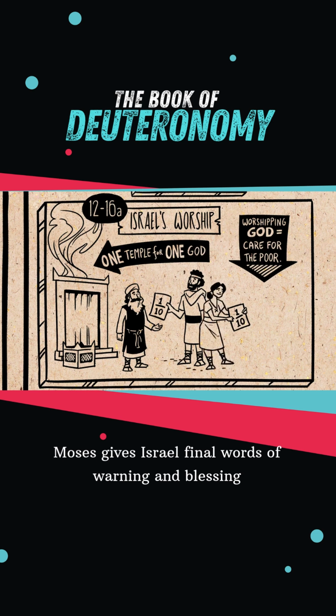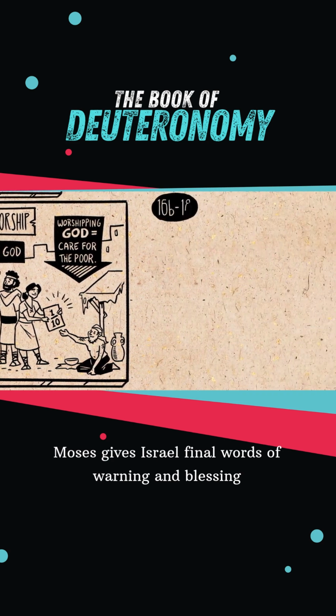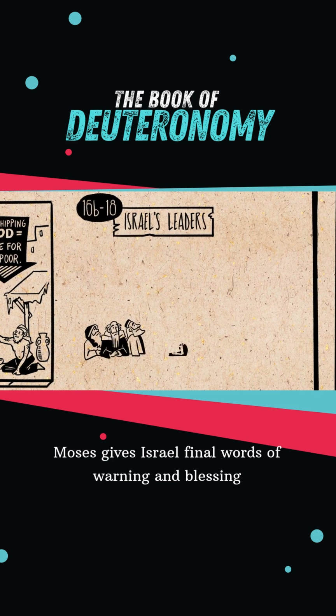And these are the kinds of laws that put Israel on the cutting edge of justice in comparison to their ancient neighbors, and it was all bound up with their worship of God. The next section outlines the character qualities of Israel's leaders.